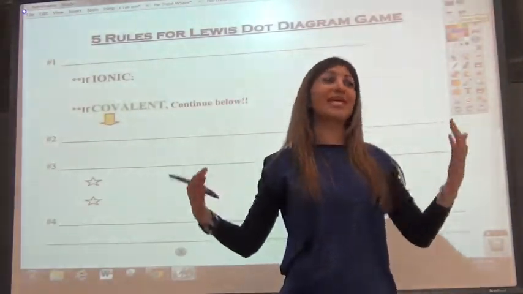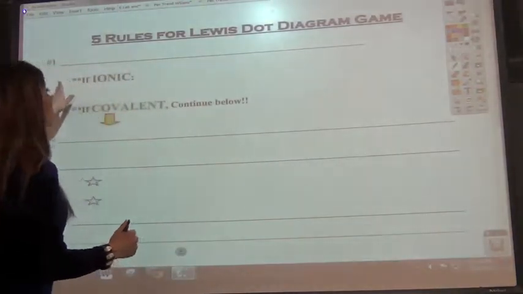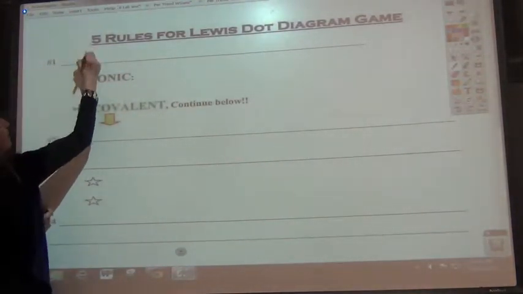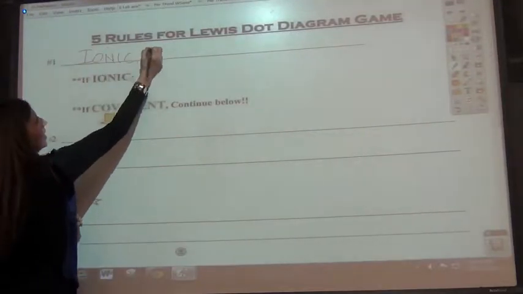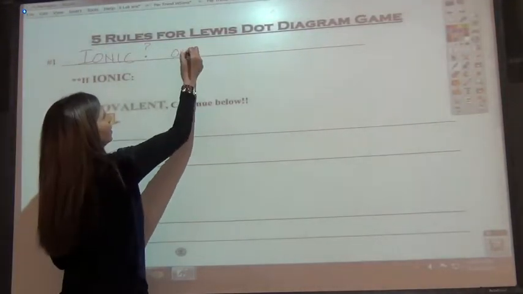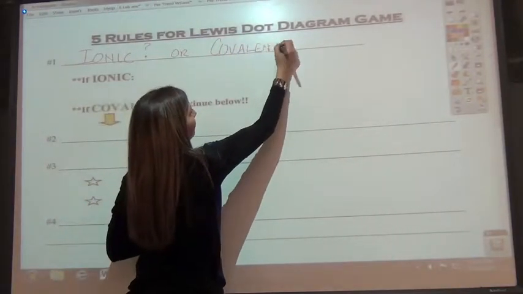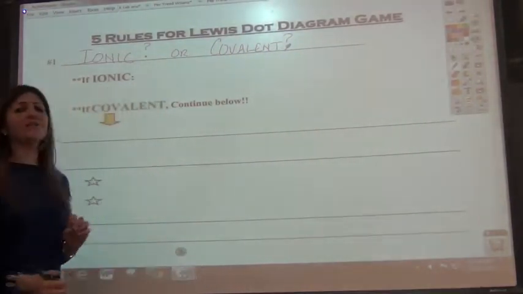To go about playing this dot game, here are the rules. Step number 1 is you check to see: is it ionic, question mark, or is it covalent, question mark? How do you know if it's ionic?